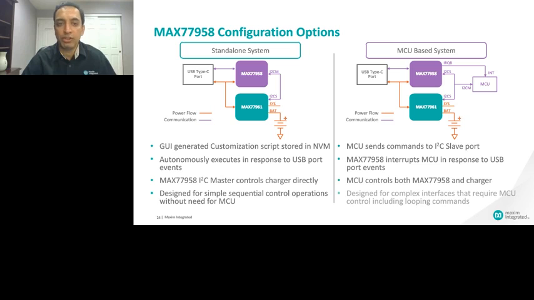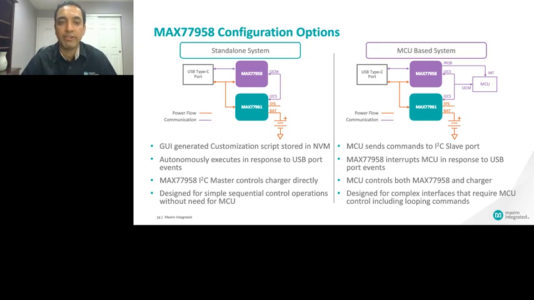Well, in some situations, the standalone operation may not be sufficient, where you may have some limitations such as very simplistic operations. So in cases where you may need to have some complex looping operations, so if there's like an if-else kind of condition that you need to act on, then it is recommended to have an MCU in the system. Now, in this case, the MCU really coordinates the entire operation.